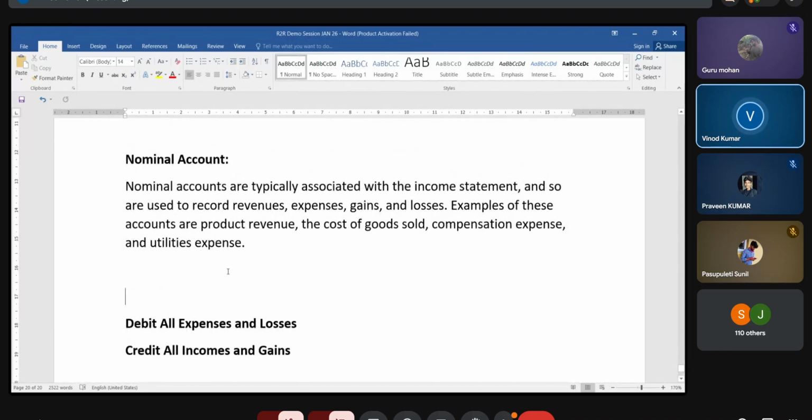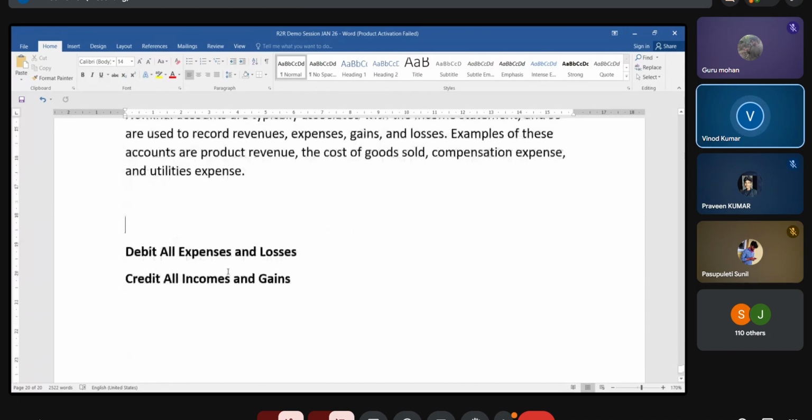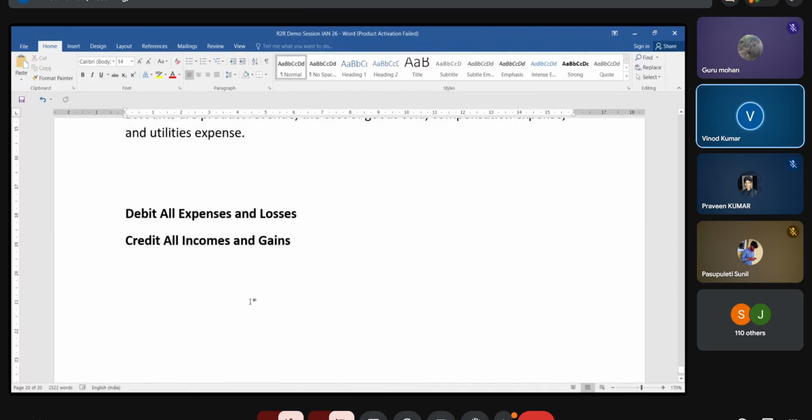So these are the three important golden rules of accounting, guys. Personal account, debit the receiver, credit the giver. Real account, debit what comes in, credit what goes out. Nominal account, debit all expenses and losses, credit all incomes and gains. The example, we will take one example: purchase of goods for cash, 1,000.